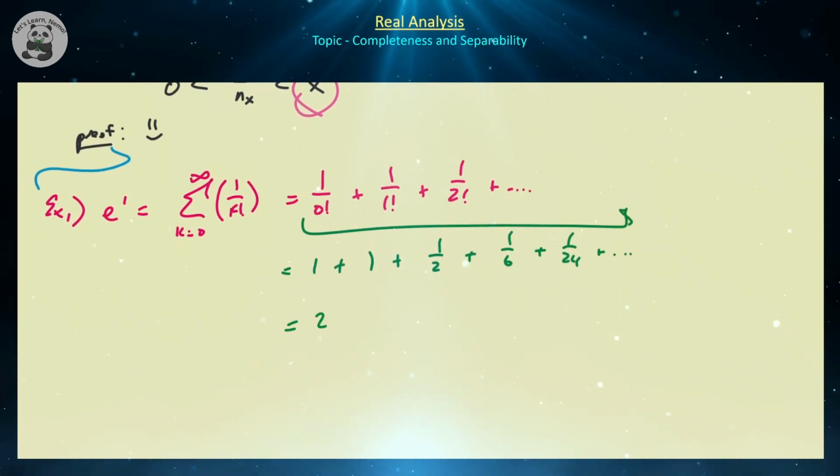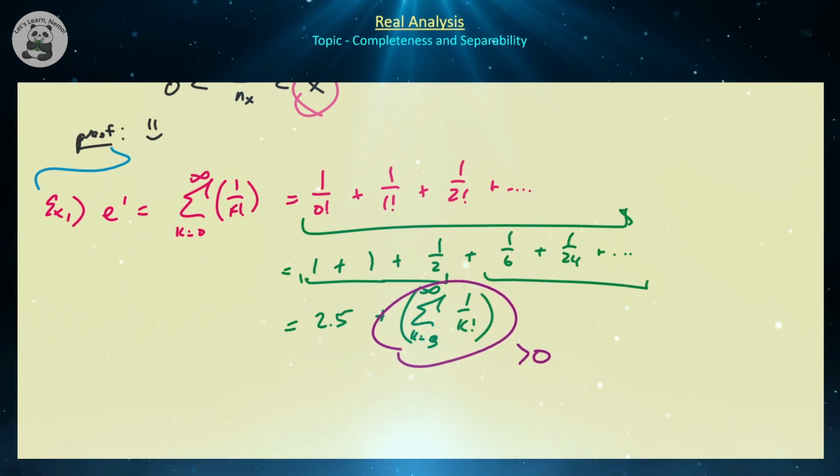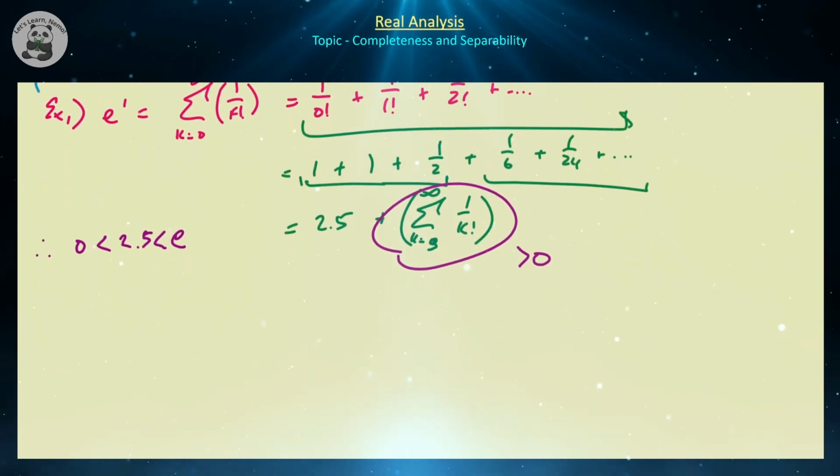So that's obviously going to be equal to, let's do 1 plus 1 plus 1 half. We know that's equal to 2.5. And then we have the 3 factorial onwards term. So I'm just going to write that as the sum from k equals 3 to infinity of 1 over k factorial. And we obviously know that that is a positive number. So if that is the case, that means we have 0 is less than 2.5 is less than e, right? Because if we subtract that term off, we have a number that's slightly less than e, because you remember e is like 2.71828. So we have that 2.5 is a lower bound for e.